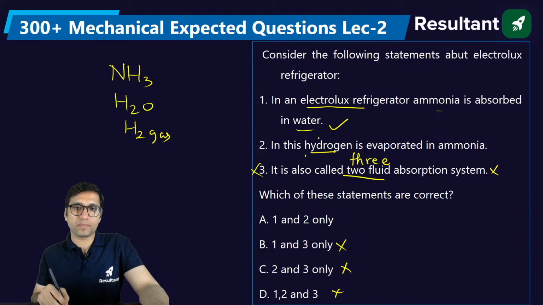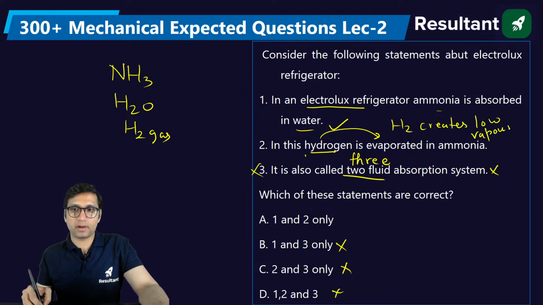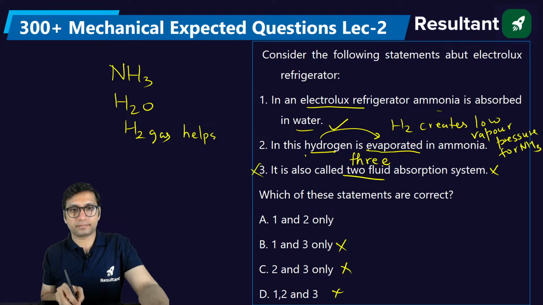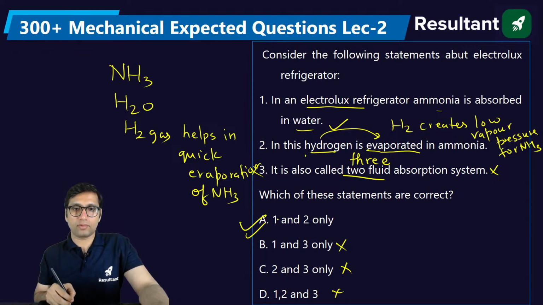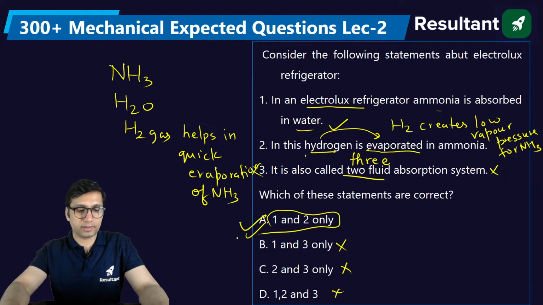But yes, hydrogen creates low vapor pressure for ammonia. It helps in this. Hydrogen is not evaporated, it helps in evaporation. Hydrogen gas helps in quick evaporation of ammonia. That is important. So there is only one option left, which is 1 and 2, because the third option is wrong, right?